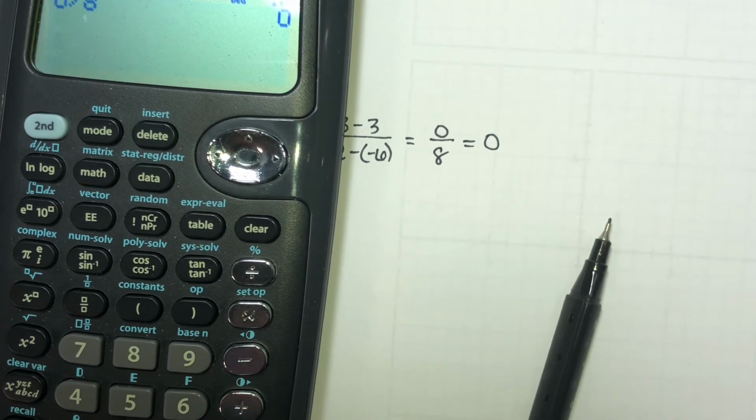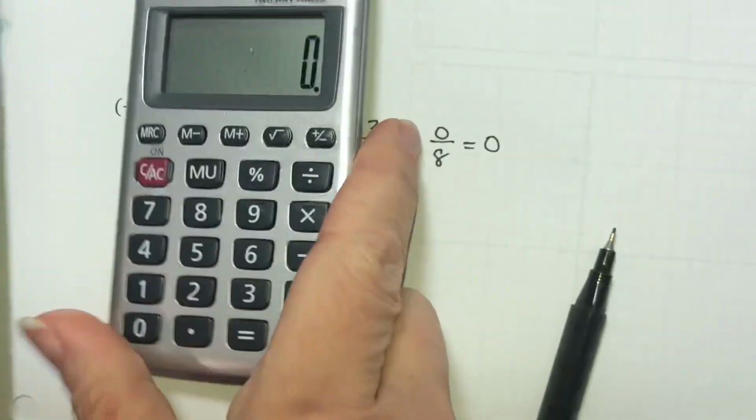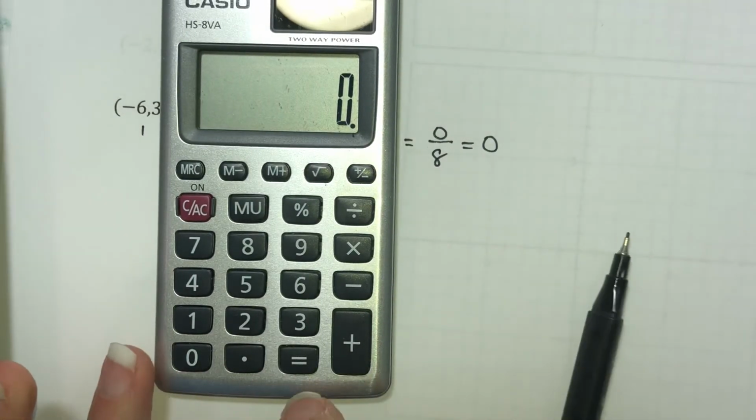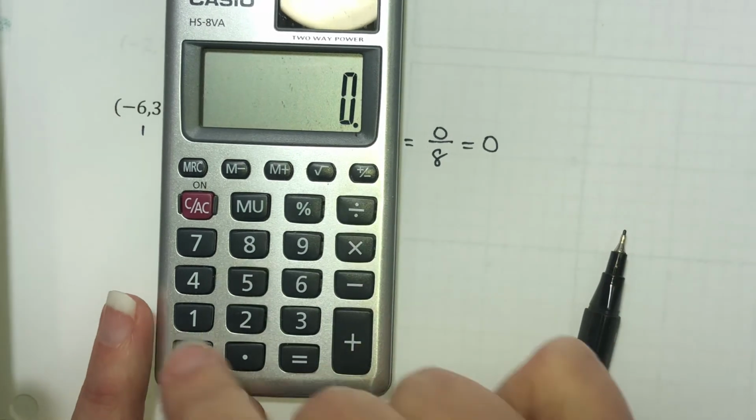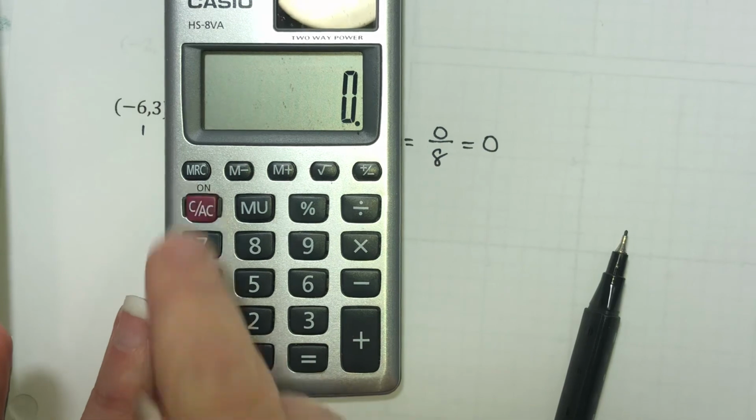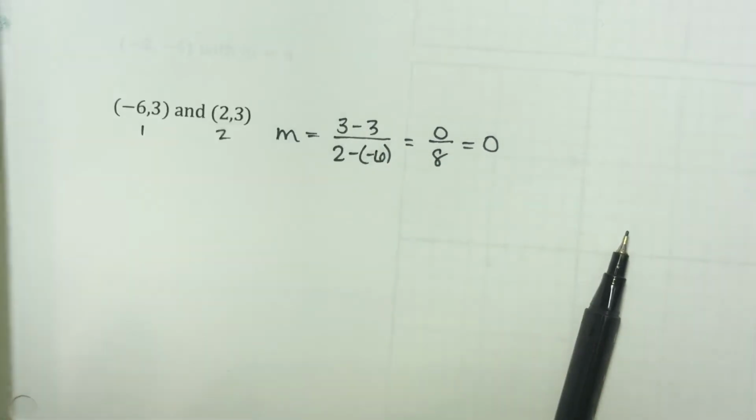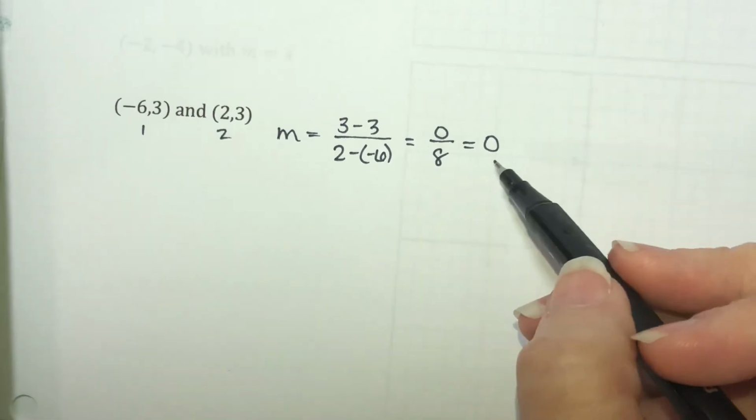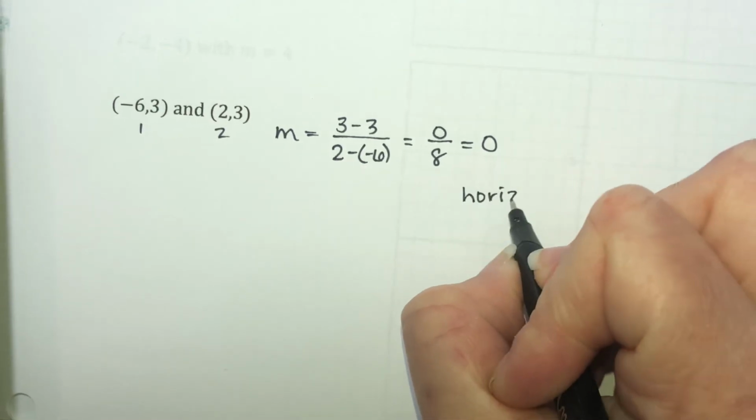Even this tiny little calculator, if I try to do negative 9, I don't have a negative on this one, so let's say 9 divided by 0, I get an error message in the top here. Even this one does it. But if I do 0 divided by 9, it gives me 0 as my answer. All calculators now are programmed to give you an error message. So the slope is 0, and we know that 0 slopes are horizontal.